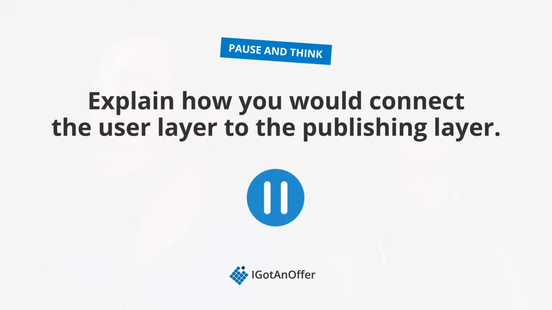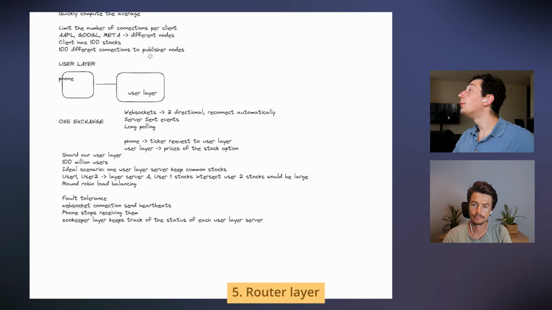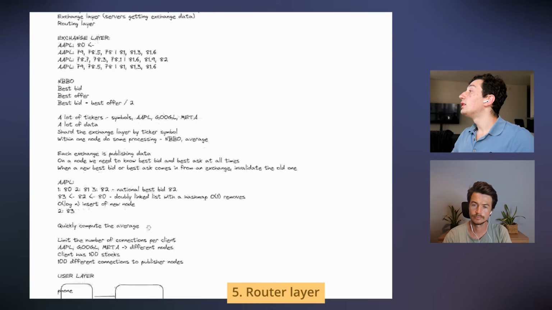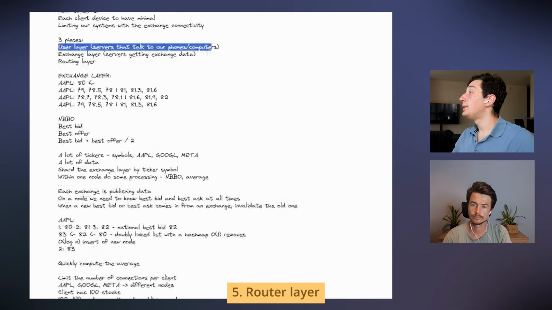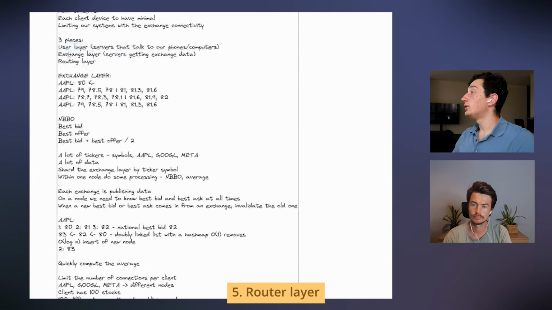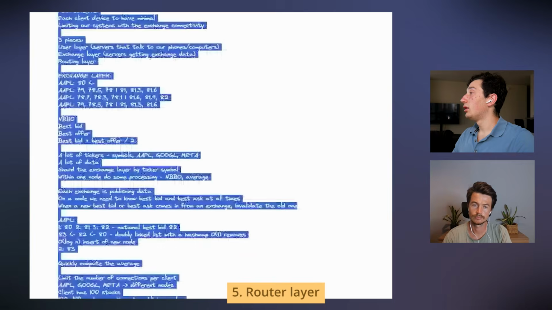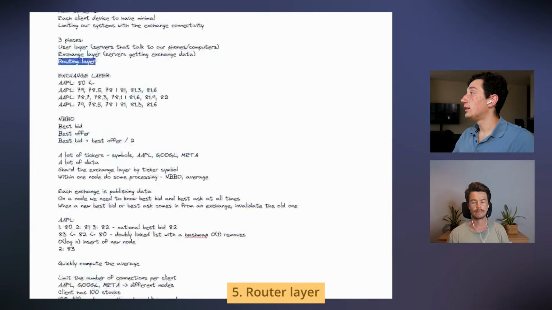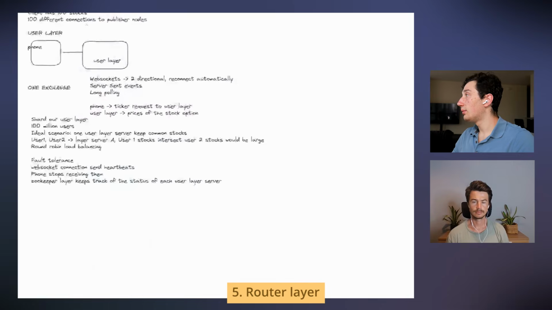Okay, Jordan, could you explain to me how the user layer actually connects to the publishing layer? Sure. So, like I mentioned, I wanted to talk about three pieces right here, and I've spoken about two of them now, and then I'll draw it all out at the end. We've got our user layer, our exchange layer, and the third piece is this routing layer right here. And so that is what I will now talk about.